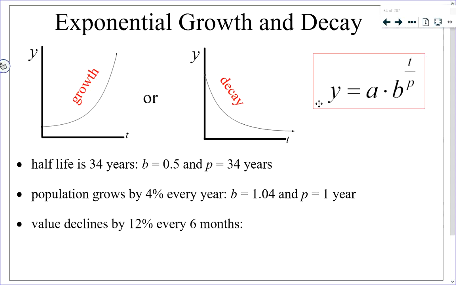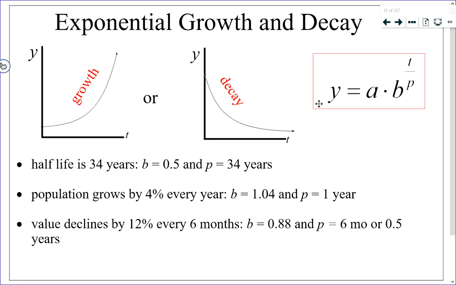If I tell you that the value of something declines, which means decreases, by 12% every 6 months, then B is going to be 0.88. Just mull that around in your head for a second. How is losing 12% the same as multiplying by 0.88? Well, if I take 100% and subtract 12%, I get 88%, and 88% in decimal is 0.88.